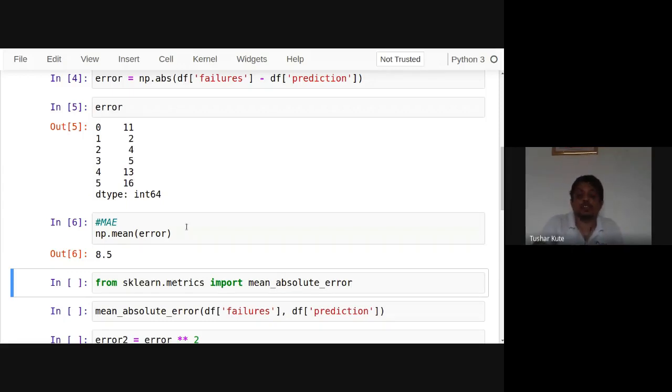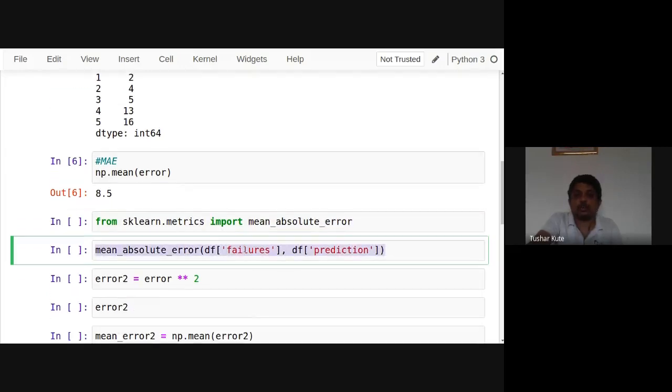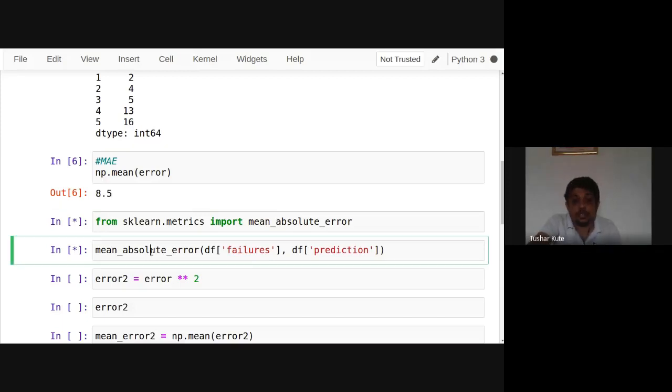And there is an inbuilt function in Python by which we can find the mean absolute error for a regression problem. In the metrics module, there is a function called mean_absolute_error. We have to pass the original values and the predicted values here. If you pass them, you can check this, and we will get the same mean absolute error. Above, I showed it using the formula for finding MAE, and here we can see the inbuilt function by which the MAE is calculated.